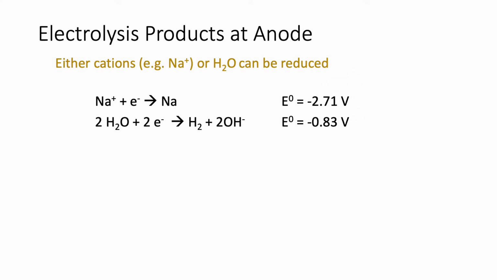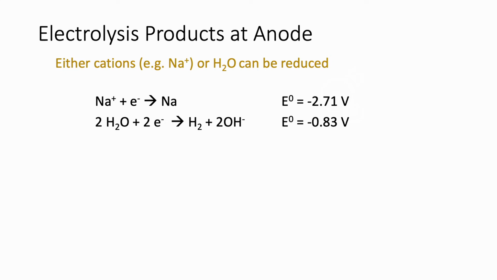What you have to do is look at the cation that you're trying to reduce and water. So if you're trying to reduce sodium, for example, the standard reduction potential of that is negative 2.71 volts. And if you're trying to reduce water, which would produce hydrogen gas and hydroxide, the standard reduction potential for that is negative 0.83 volts.